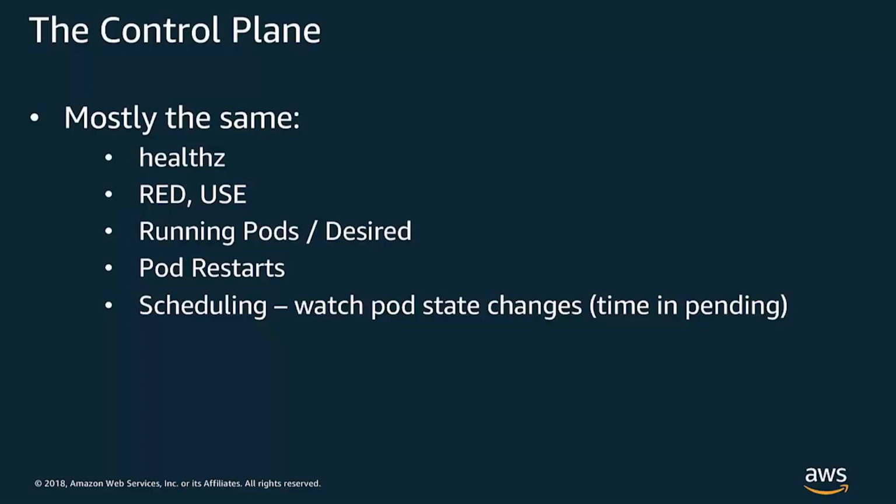And so something that can run into issues as you have larger clusters is your scheduling. Things like scheduling can slow down. So you might want to watch, for example, pod state changes, or the time that your pods spend in pending, and that can give you a good feeling for whether or not your scheduling is slowing down as your clusters are scaling up.